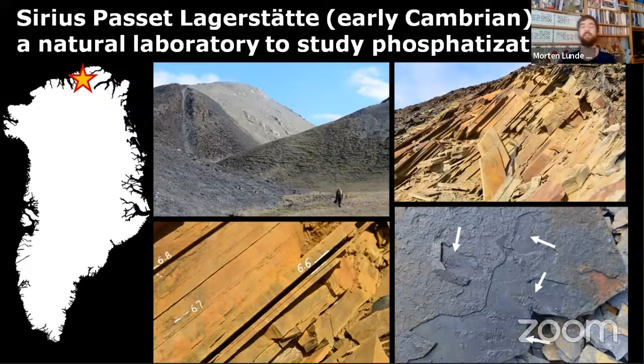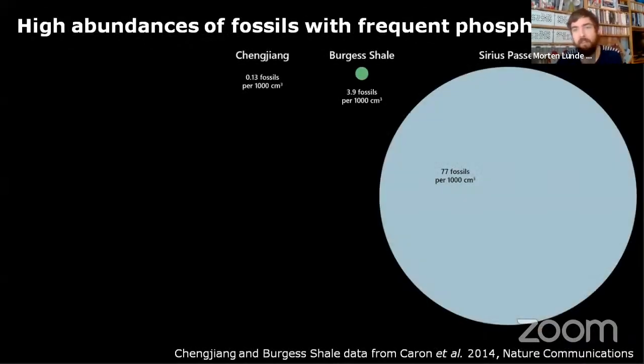But fortunately, we have the Sirius Passet Lagerstätte from the early Cambrian of North Greenland, which is a natural laboratory to study phosphatization. And that's because here we have very high abundances of fossils, and they show a high frequency of phosphatization in a range of different species. So this plot here illustrates just how dense the fossil abundances are in Sirius Passet compared to Burgess Shale and Chengjiang.